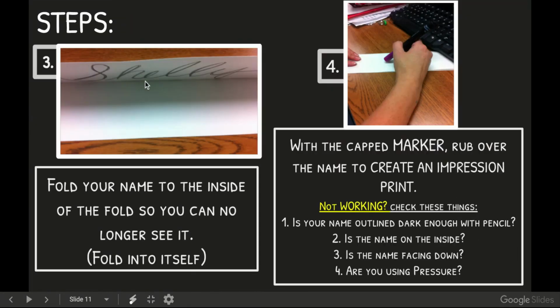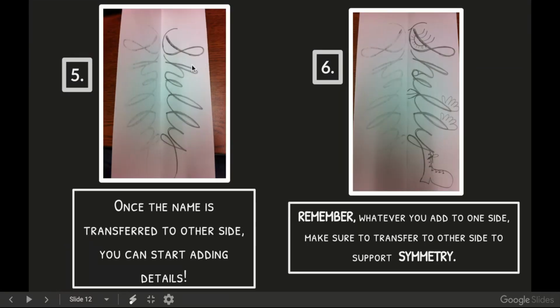Now notice Shelly is folding her name down, and she's using a marker, and she's going to rub over her name to create an impression, okay? Now what that means is it's transferring that graphite from the pencil onto the other side of the paper. It's not going to be perfect, but it's going to be dark enough that you can see it. You can then trace over that to make it dark enough that it matches. Now remember, whatever you add to one side, you got to transfer it to the other to support the symmetry.